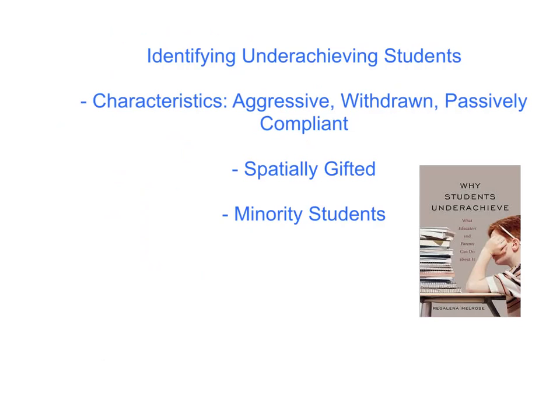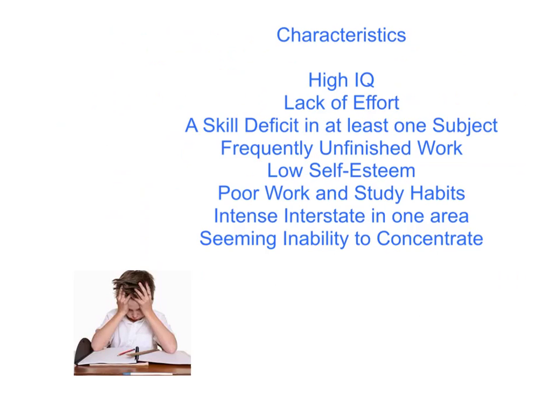Identifying underachieving students. There are characteristics such as aggressive, withdrawn, or passively compliant. There are spatially gifted students, and minority students can also be underachieving students. Some different characteristics of underachieving students are high IQs, lack of effort, a skill deficit in at least one subject, frequently unfinished work, low self-esteem, poor work and study habits, intense interest in one area, or a seeming inability to concentrate.